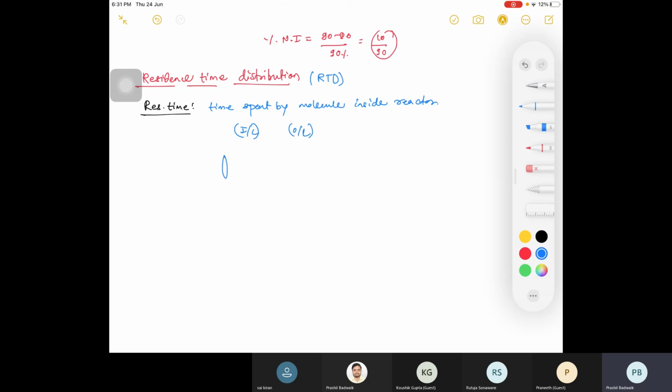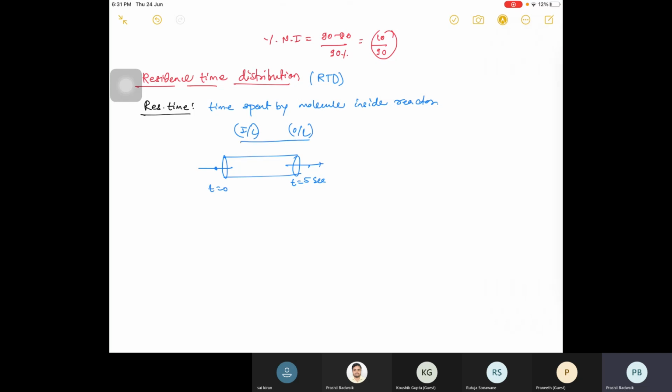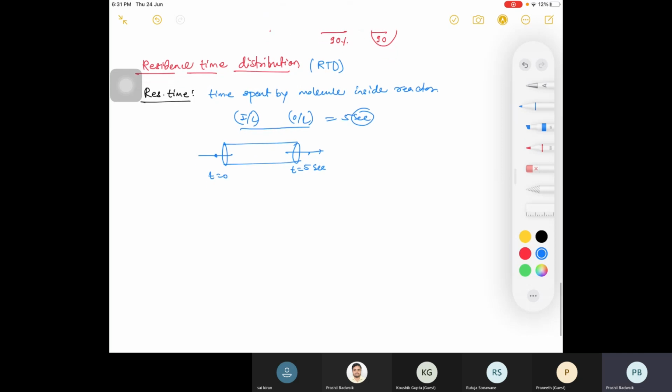Suppose तुम्हारा molecule है, this is entering at this time, यहाँ पे ये entry किया at time t is equal to 0 and at time t is equal to 5 seconds, you are detecting that molecule at the exit. So what is that residence time? Between inlet to outlet, it is 5 seconds, right? So there will be lot of molecules. तो हमें residence time निकालना है. अभी whenever I'm writing residence time distribution, that is your RTD.